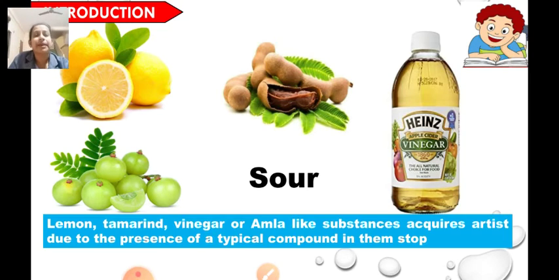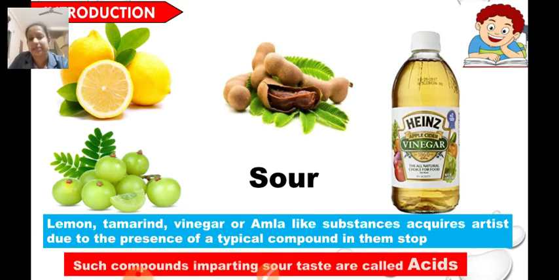Sour. Okay, now students, substances like lemon, tamarind, vinegar or amla acquire this taste due to the presence of typical compounds in them. There is a typical compound in them which gives them this sour taste. Sour means tangy taste. Why are they getting this taste? It's because they have a typical compound. What is the typical compound called? Let's learn about it.